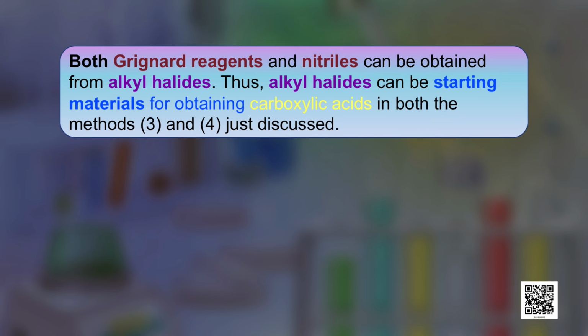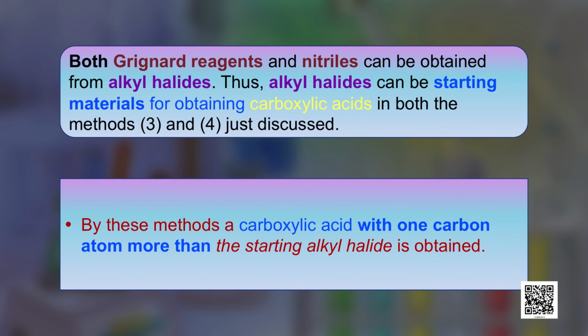In both the methods we have just discussed, method 3 and method 4, that is either starting from cyanides or from Grignard reagents, alkyl halides can be a very good starting material. Now, there is also one more thing common in these two methods: we get the carboxylic acid which contains one more carbon atom in the product than the starting alkyl halide. So, a synthesis can be planned. If you want to add a carbon atom to the carboxylic acid as a product, we have to start with the alkyl halide having one less carbon atom in the starting material.